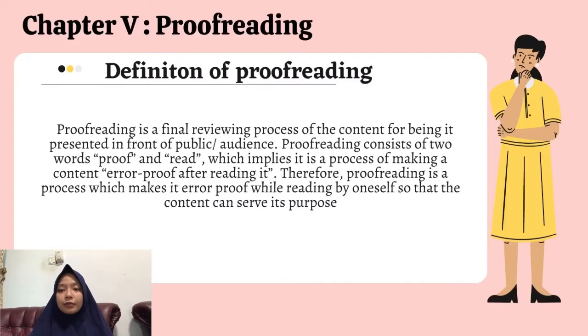Chapter 5 is about proofreading. Definition of proofreading: proofreading is the final review process of content before it is presented in front of the public or audience. Proofreading consists of two words, proof and read, which implies a process of making content error-proof after reading it. Therefore, proofreading is a process of making content error-proof by reading it yourself, so that the content can serve its purpose.